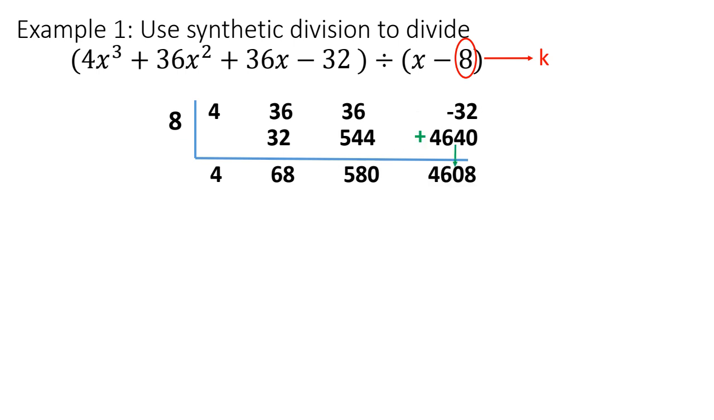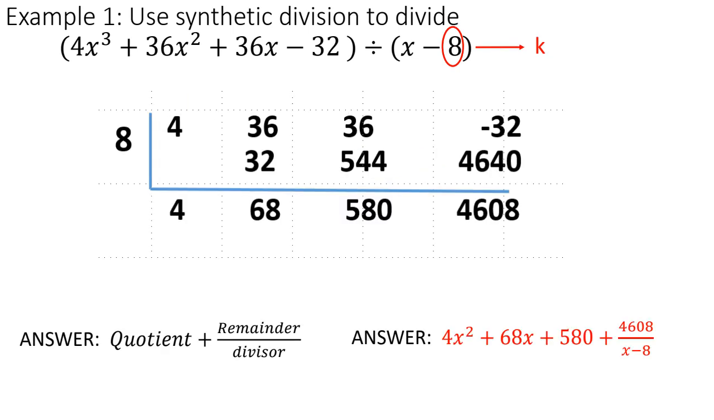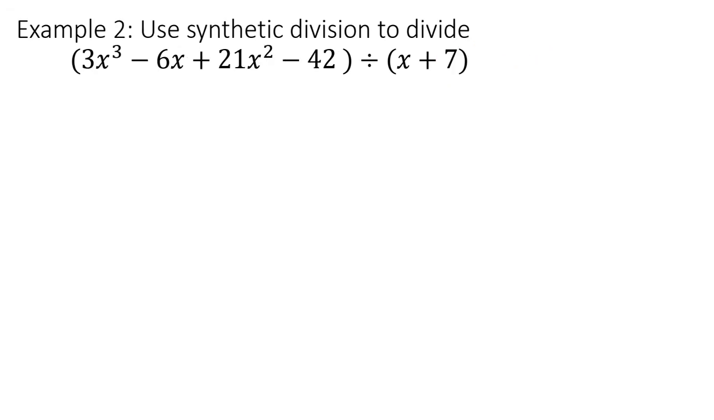Okay, so again, this last number was my remainder. I started with a cube, so my quotient here, this first term is going to be a square, right? So what I'm going to do is have 4x squared plus 68x plus, this is my constant, 580, plus the remainder, which is 4,608, divided by my divisor, which was this x minus 8. Okay, so again, it's a quick way to do division, right? Using synthetic division compared to long division. Okay. All right, let's do another example.